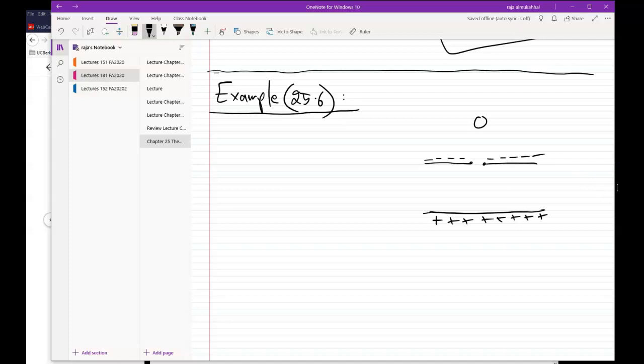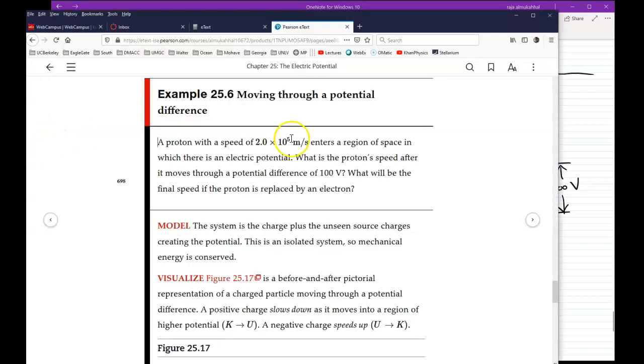And then here is the proton coming, and it's going to enter the plates like that. Okay? And here is the proton right here. The voltage between the plates is 100 volt. What does that mean? Well, it means this is 100 right here, and this is 0 right here. So here's a picture, okay? Now let's read the problem while we look at this picture.